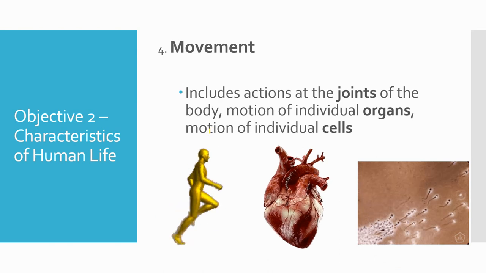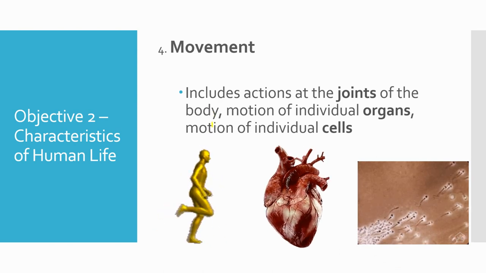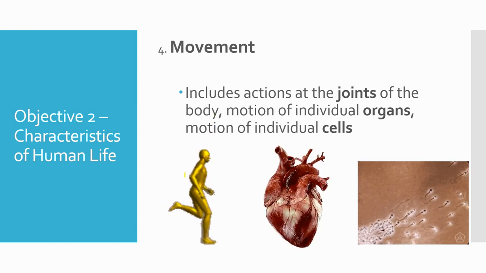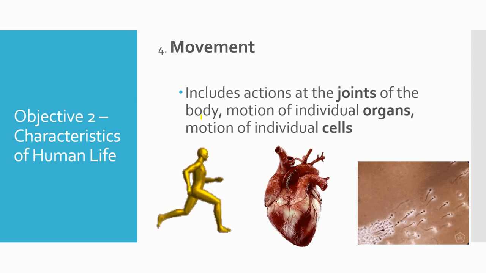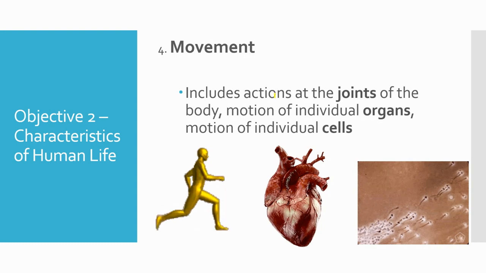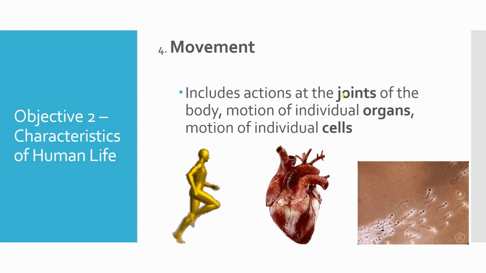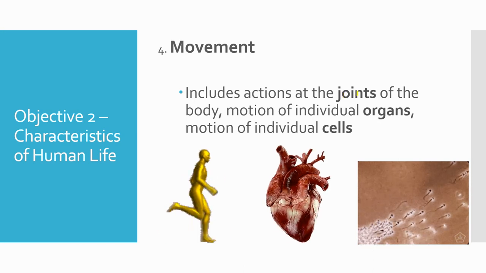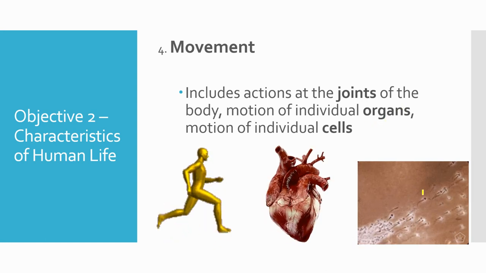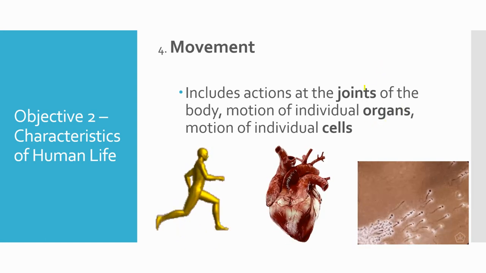Number 4 is movement. We can move at different levels. We can move as a whole, like if you wanted to go for a jog at the track, or if you just wanted to walk to class, all of those things are movement. That's going to involve action at the joints and your muscles and your bones working together. You could have motion of individual organs, like your heart beating, or you could also have individual cells, like these little sperm that you see here in the video.